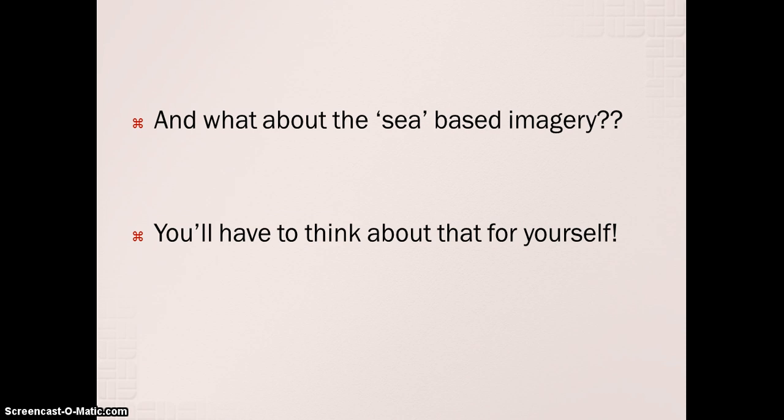Finally, what about the sea-based imagery? All that stuff in the second quatrain about guiding someone home and being a constant light. Have a little think about that. Why is he saying things like that? Think about the time that he lived in. Think about Walter Raleigh. Think about the great explorers of the day.